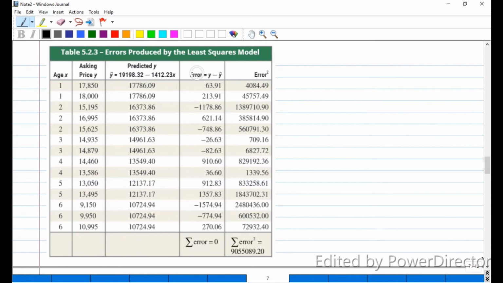Then to get the error, what do you do? Do you say the observed price minus the predicted, or the predicted minus the observed? Observed minus the predicted. So then you can see, here are all the errors. Then you can see, here are all the errors squared. And if the problem said, what is the sum of squared errors, and you had to figure that out, there it is right there, the sum of squared errors. It's a really big number. But this is the best, or it's the regression line, but it's the least squares line.